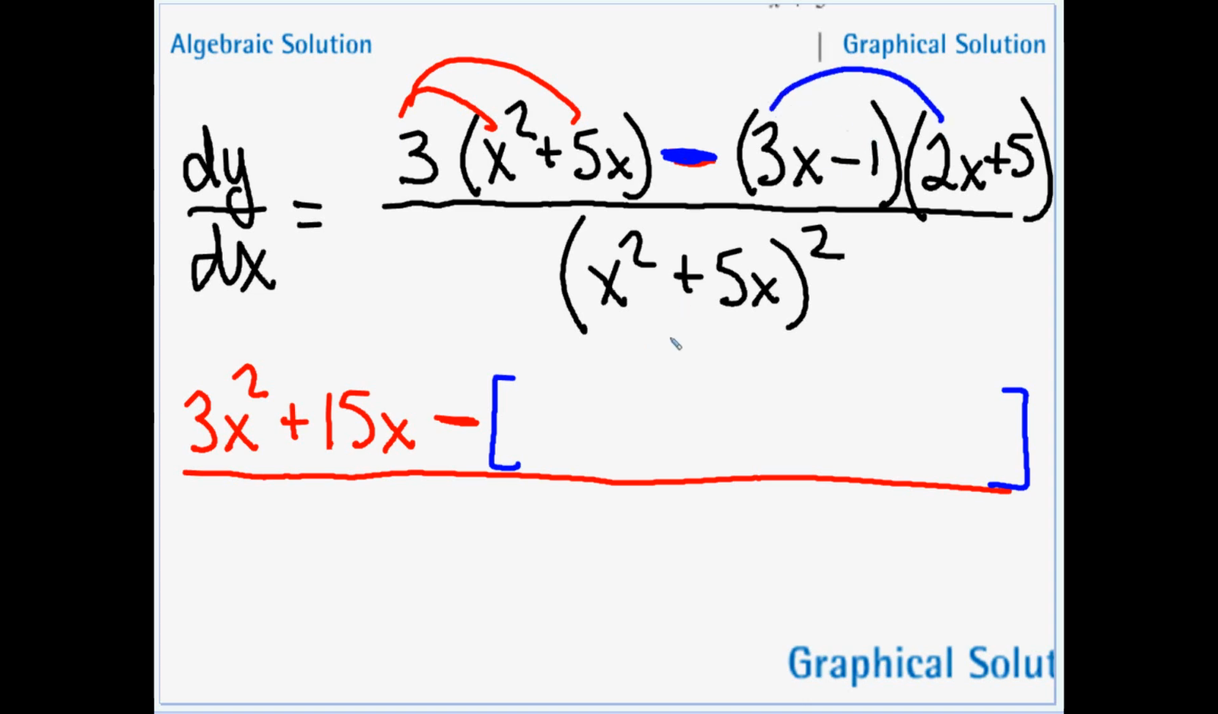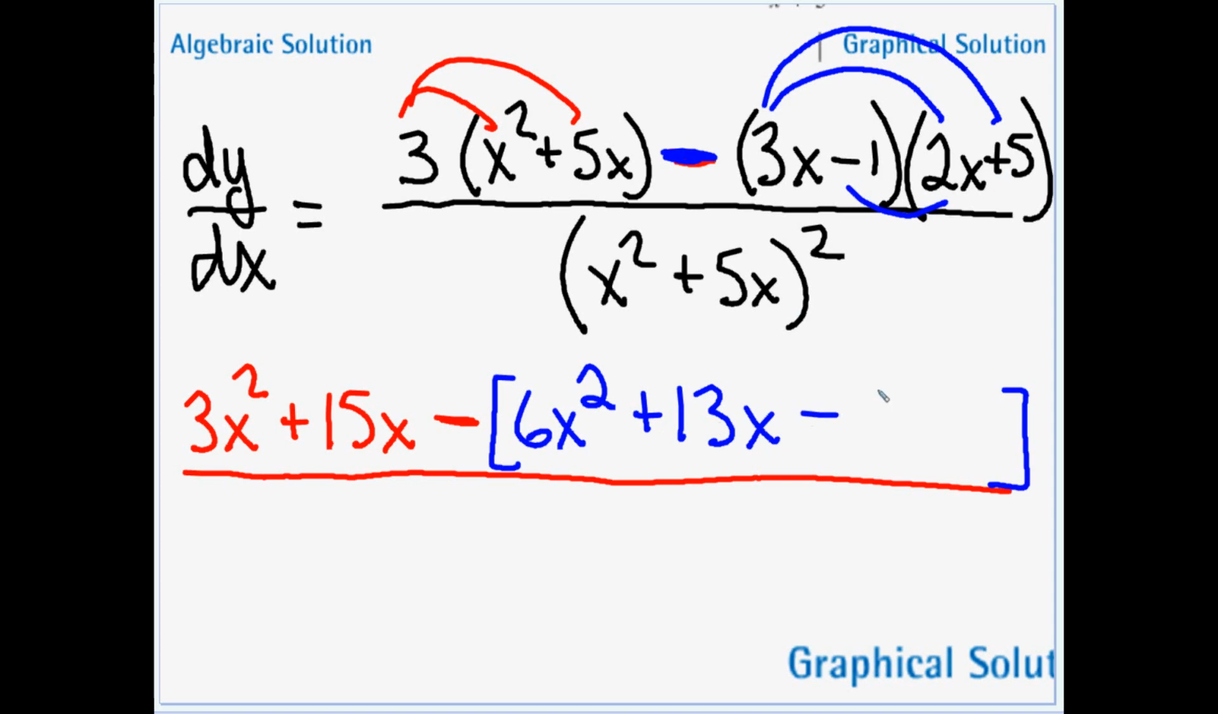First times first, 6x squared. The outers will be a 15x, the inners a minus 2, so that'll be a plus 13x. And then last times last is minus 5. And that's all over x squared plus 5x quantity squared.